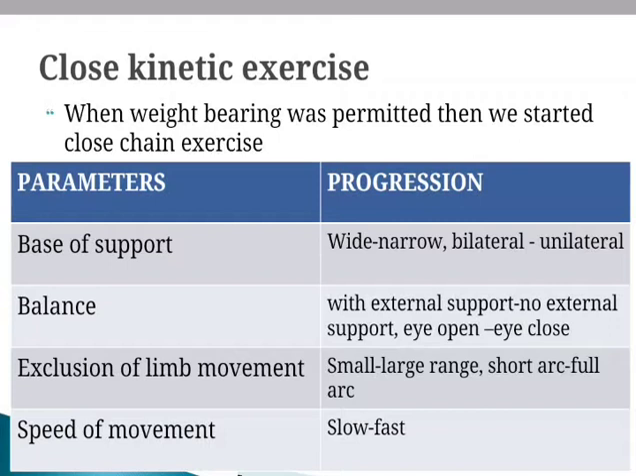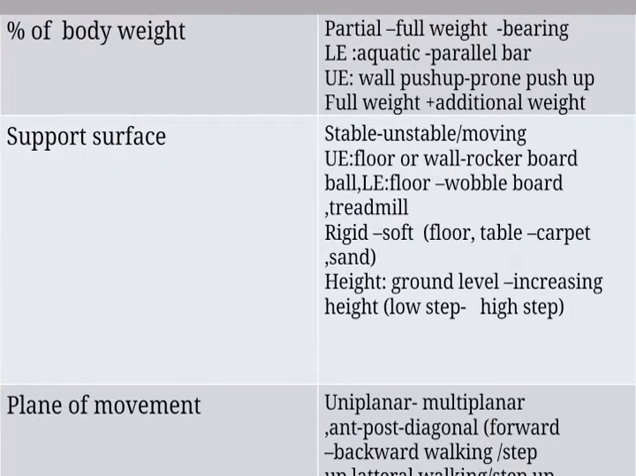Then excursion of limb movement: first you go for a smaller range, then you go for a larger range, or short arc to full arc. Then speed of movement: first you go for slow, then we go for fast. Then percentage of body weight: first we ask the patient to put only partial weight, then we can ask the patient to do full weight.